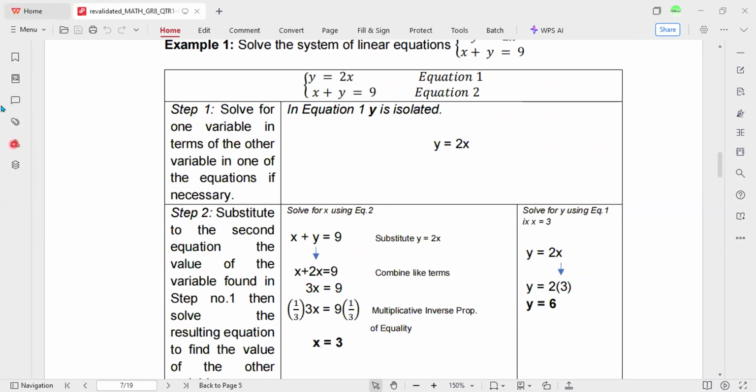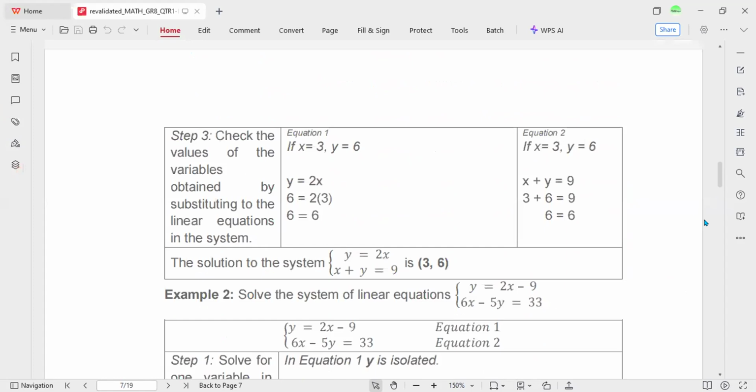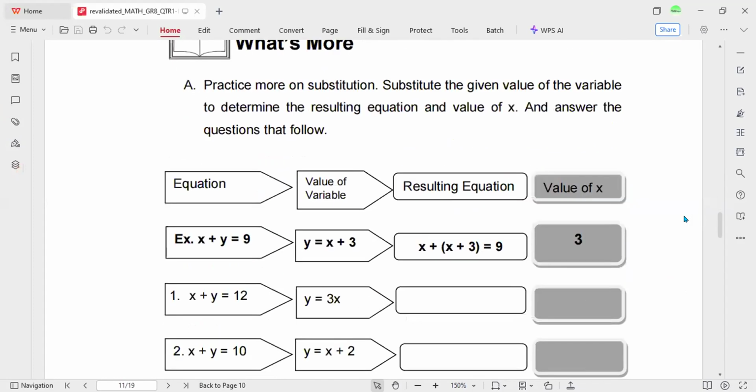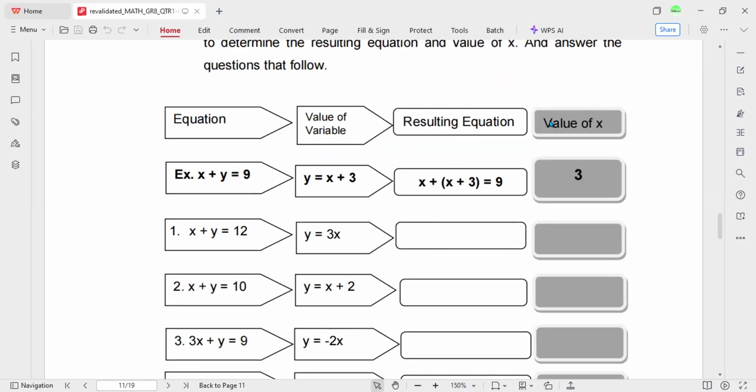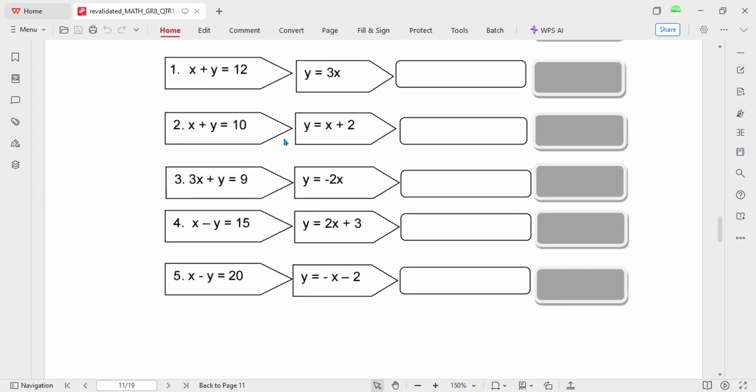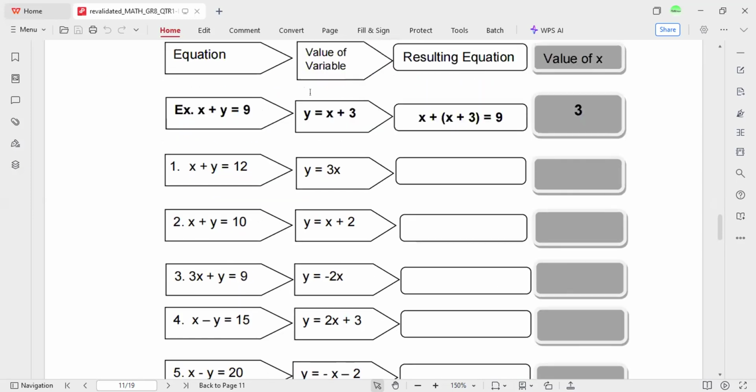Okay, so let's use the activities here for examples. It says here, practice more on substitution. Substitute the given value of the variable to determine the resulting equation and value of x, and answer the questions. Let's have number 1. We have x plus y equals 12, and given the value of the variable, which is y equals 3x, we have to find the resulting equation and the value of x.